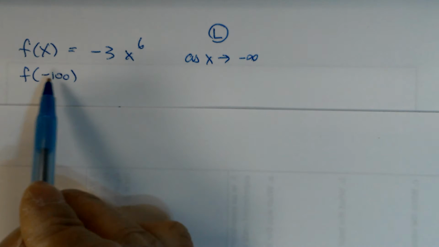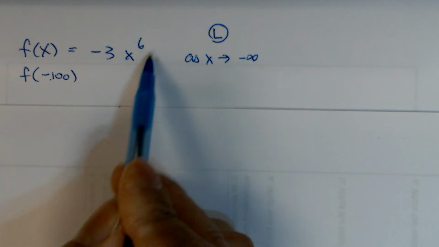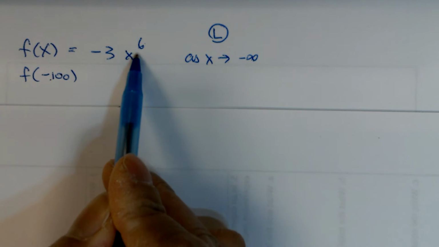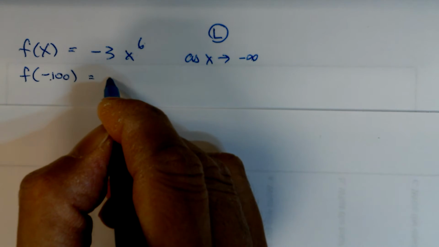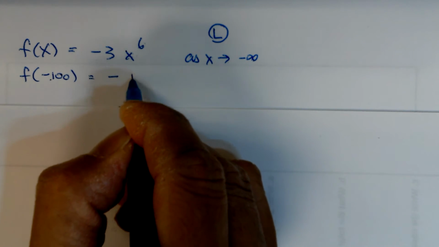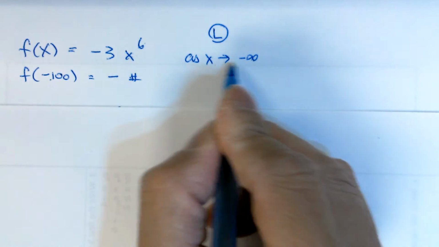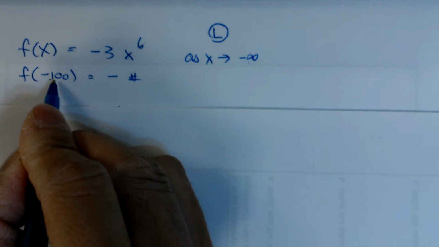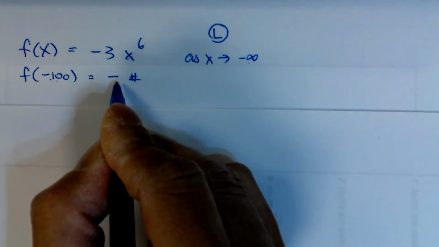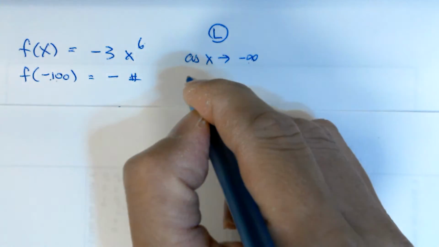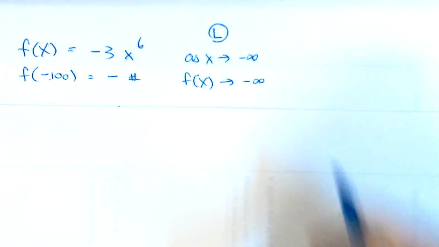So hopefully you saw that substituting negative 100 in for x gave you a really big positive number, and then multiply that large positive number by negative 3 to get a really large negative number. So that indicates that as x approaches negative infinity, you get a large negative number for the function, which means f of x approaches negative infinity.